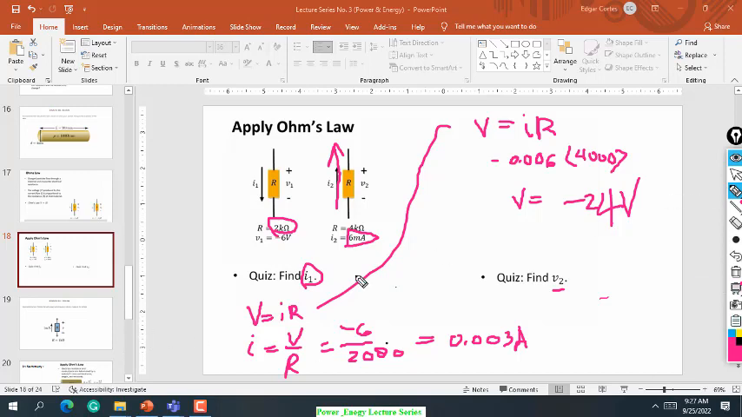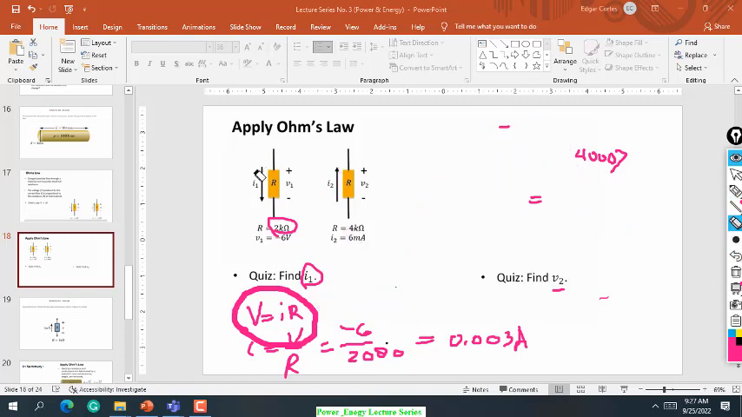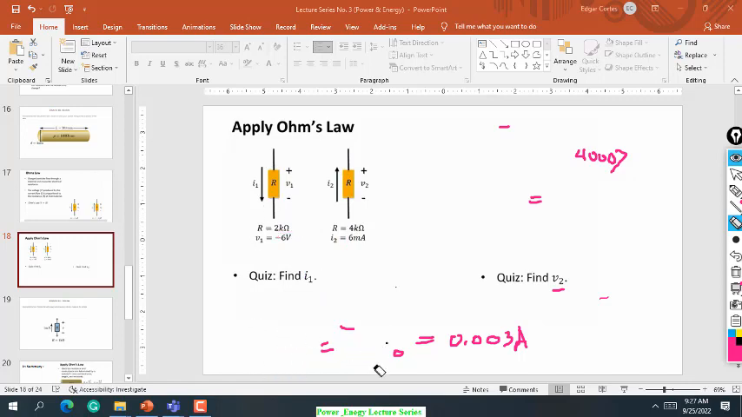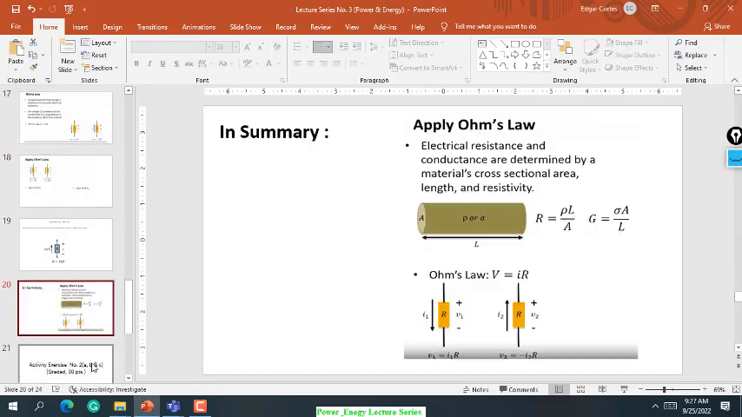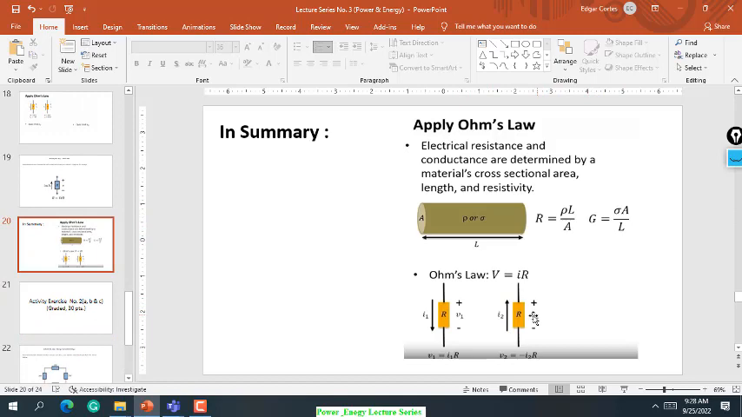So you already know Ohm's law. Ohm's law basically is V equals IR. This is the formula. Okay, I will erase this one. To the next slide, we have the summary. In summary, electrical resistance and conductance are determined by the material, cross-sectional area, length and resistivity. We discussed this earlier. Ohm's law basically is V equals IR.